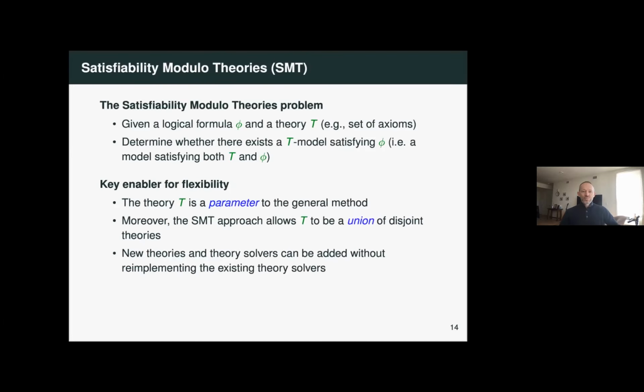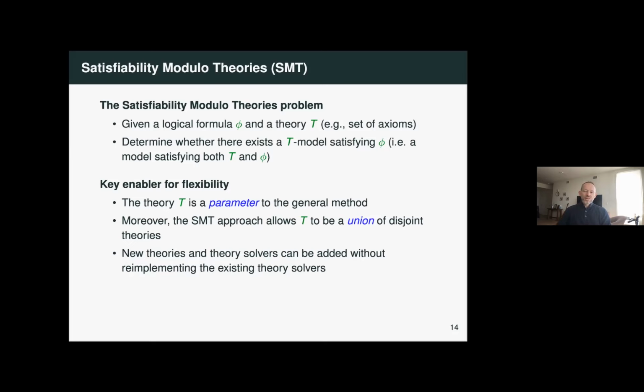All right, so just to give you some background on satisfiability modulo theories, or SMT. To remind you, the problem is you're given a formula in first order logic, and you're given a theory, which you can think of as a set of axioms, or as a set of operations with a given semantics. Then we try to determine whether there exists a model of that theory that also satisfies the formula, okay? And the key enabler for this kind of flexible approach is that this theory T is a parameter to the general method.